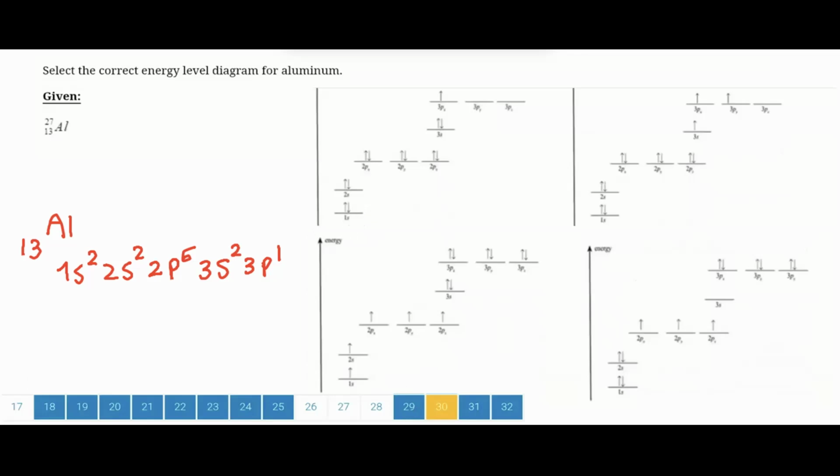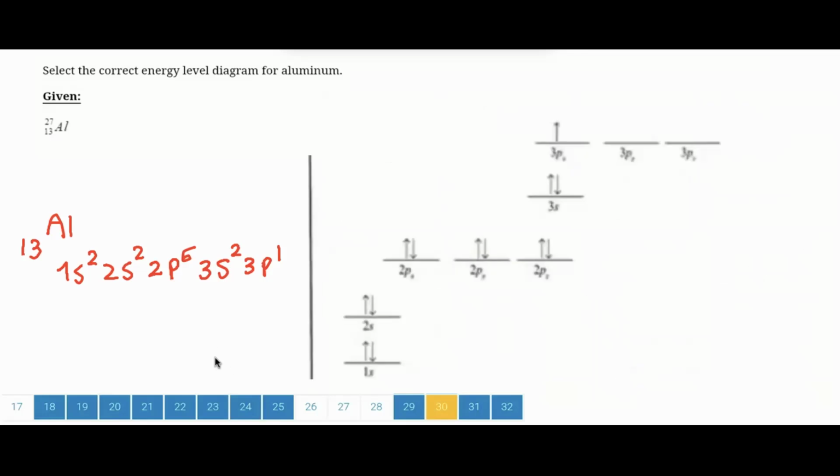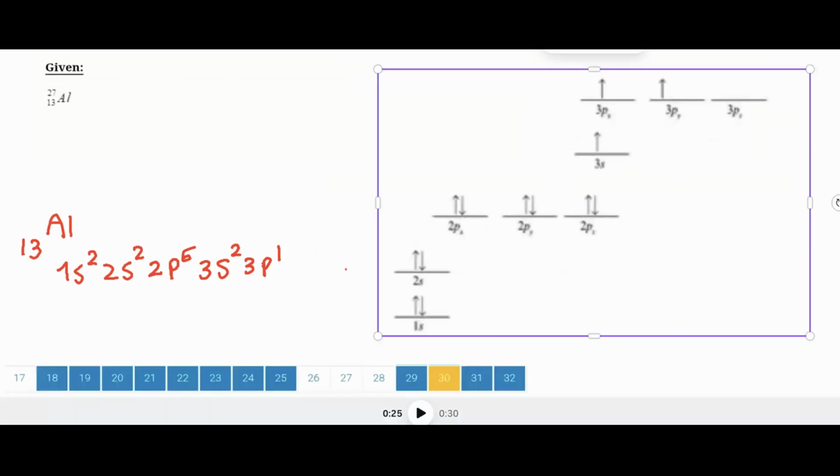Which of the following will be the correct configuration? He has given me 4 options. Let's see the first option. This looks good because I can see the numbers. This is the 1s2, this is the 2s2, and this is 2p6 electrons, then 3s2 and 3p1. It looks very good to me. Let's see the other option. This is the first option. This is the second option.